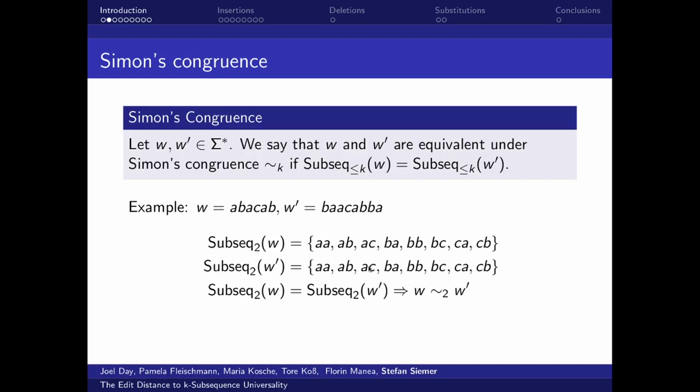Speaking of Simon's congruence, I can make some shameless advertisement for another paper that we submitted here to STACS. It's efficiently testing Simon's congruence, and there we have a linear algorithm for finding the largest k for which two words are Simon's congruent.